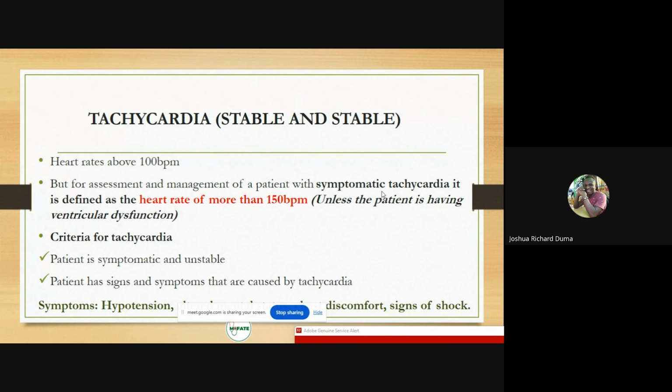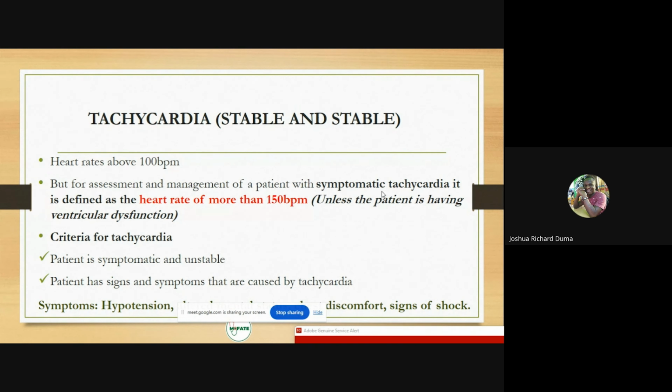Okay, the heart rate has to be above 100, but clinically we define tachycardia if the patient is showing a heart rate that is above 150 with the clinical presentation, like if the patient is showing the signs of shock, the mental status alteration, hypotension, etc.